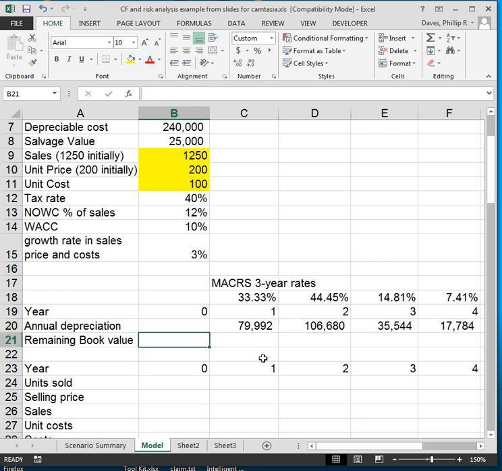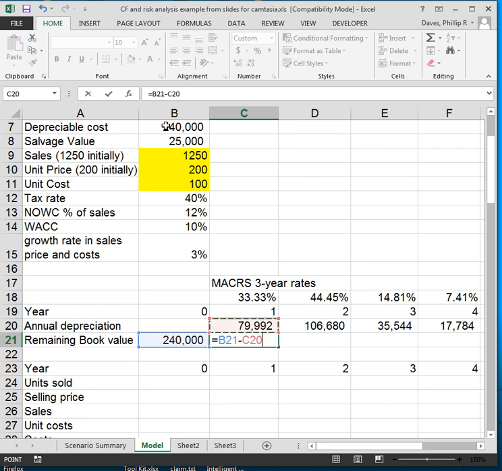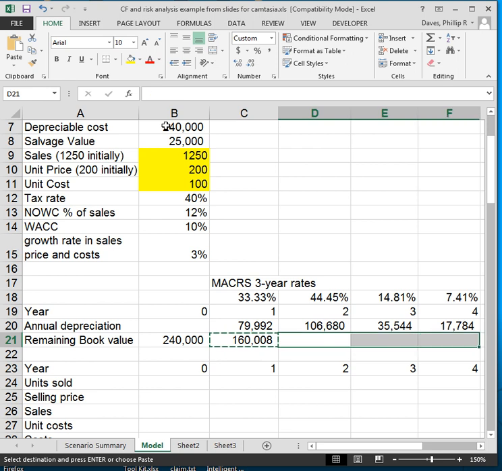Now we also have a book value, and we need to figure that out. The original book value is the depreciable base. The book value at the end of any year is the prior year's book value minus the depreciation that got charged. And so we just copy that over, and notice if you've done this correctly, your book value will go down to 0 at the end of the depreciation time period.